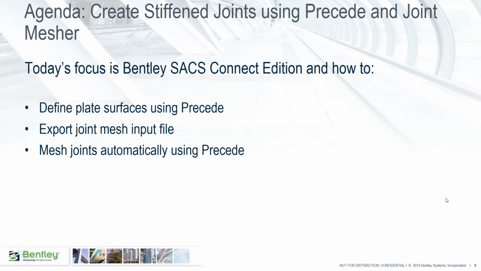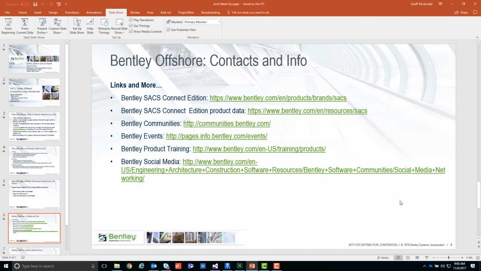Today we're going to be talking about creating stiffened joints using pre-seed and joint mesher. Today we're going to be talking specifically about defining plate surfaces using pre-seed, exporting a joint mesh input file once we've created those plate surfaces, and then meshing the joint automatically using pre-seed.